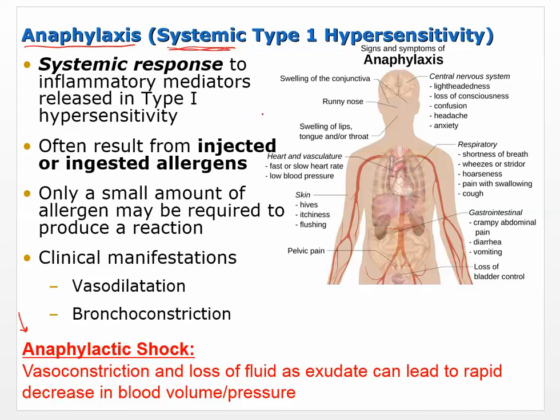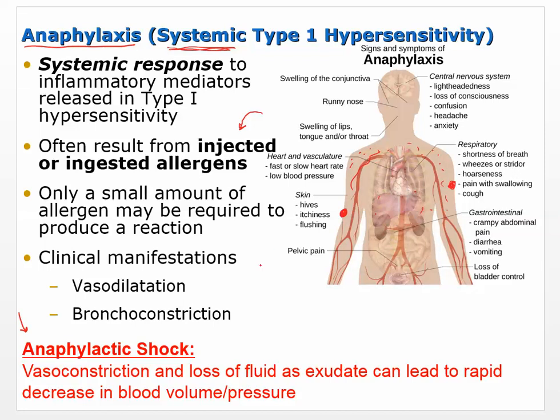So we often see a result from injected or ingested allergens, which makes more sense. It's not going to remain in the interstitial tissue. It's going to move out to the entire system. Oftentimes only a small amount of allergen may be required to produce the reaction, because your immune system is very, very active to it, and just because it happened in one location doesn't mean you wouldn't have been active elsewhere. Just because it happened in the arm doesn't mean that if it happened here, it wouldn't also be active. Once it starts moving through the bloodstream, you can have reactions all over the place.